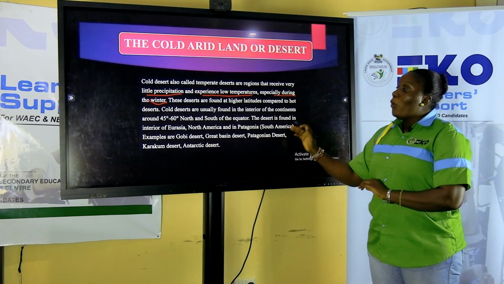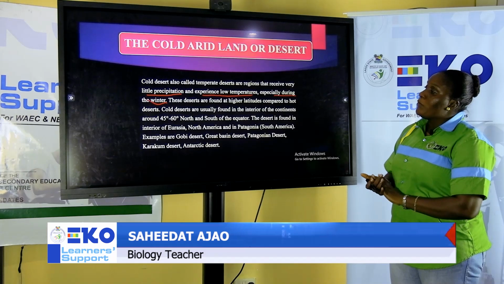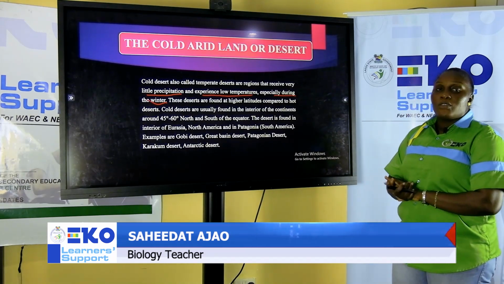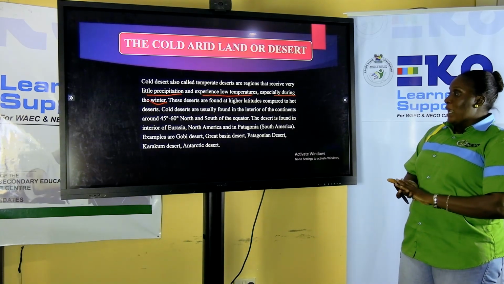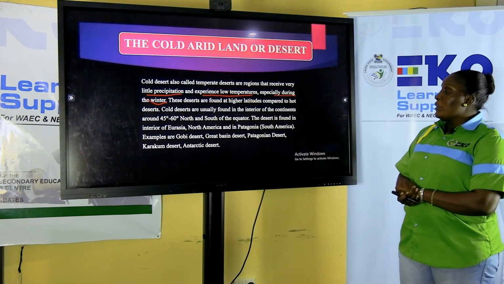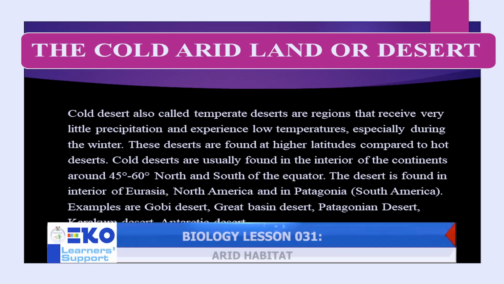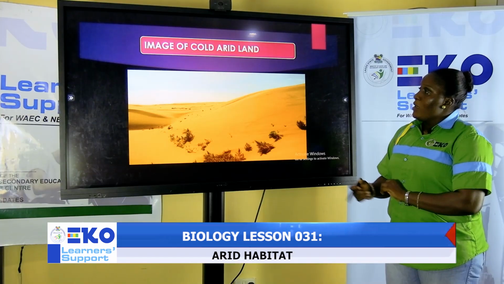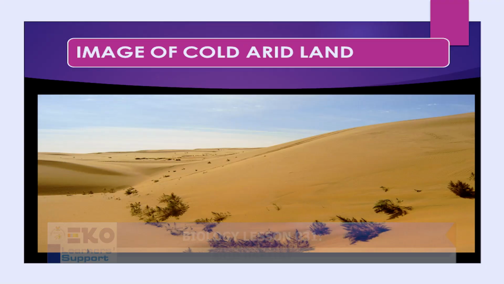Please take note. The cold desert is usually found in the interior of the continent, around 45 to 60 degrees north and south of the equator. Examples of the cold deserts are found in North America and in Patagonia, which can be found in South America. We have the Gobi Desert. We have the Great Basin Desert. We have the Karakum Desert, and we have the Antarctic Desert. So this is an image of the cold arid land or desert.